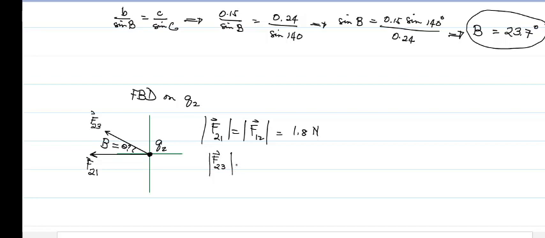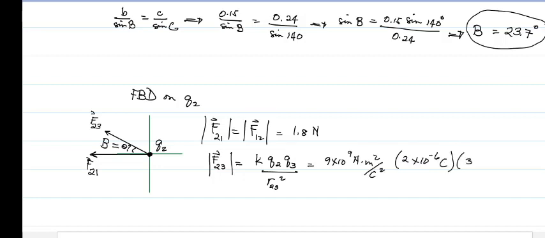So this is equal to, using Coulomb's law, k Q2 Q3 over the distance between these two charges, r23 squared. Plugging in the values, we have 9 times 10 to the 9 newton meter squared over coulomb squared, and the values for the two charges, 2 times 10 to the negative 6 coulomb and 3 times 10 to the negative 6 coulomb, all over the square of the distance between them, 0.24.